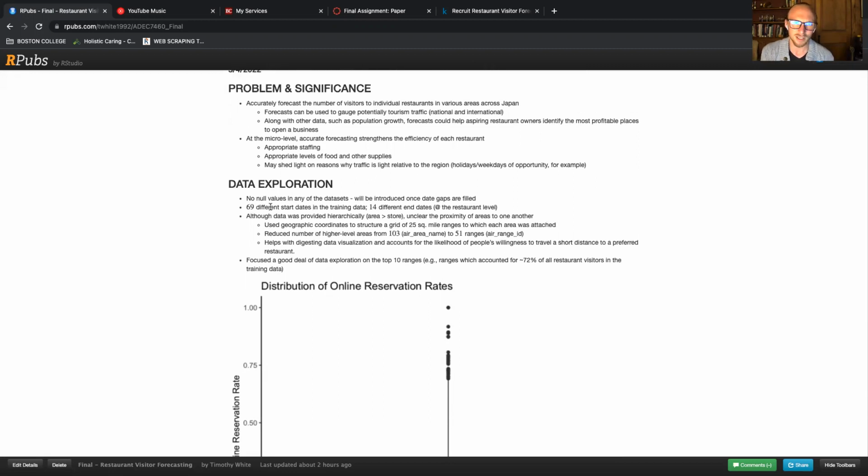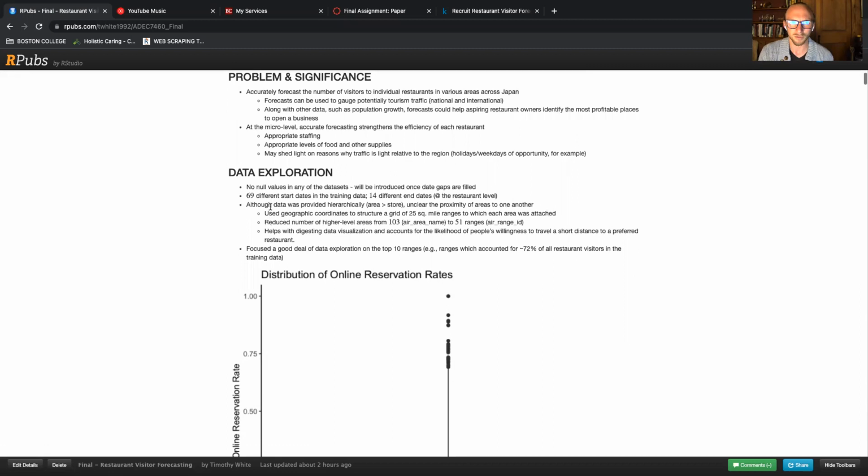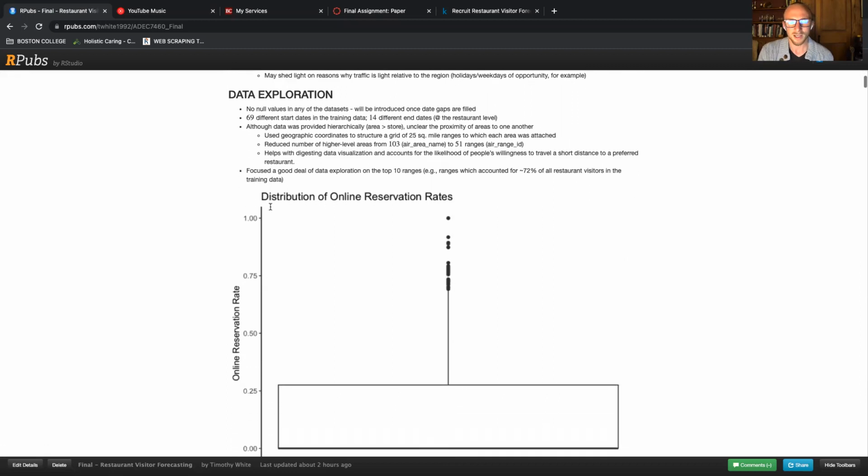In terms of problem and significance, I'm going to gloss over that. I think we're probably all relatively aligned on what that is. Data exploration, there's a few things I'll highlight here. In addition to the normal looking for null values and understanding the data, I looked at the date ranges by restaurant, just to get a sense of what I was working with.